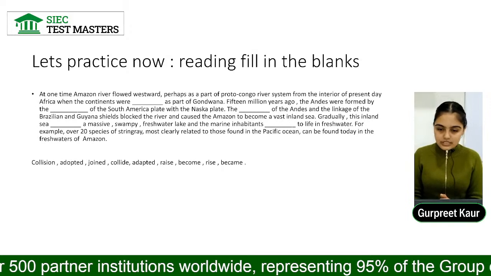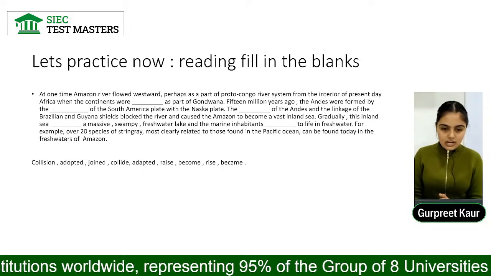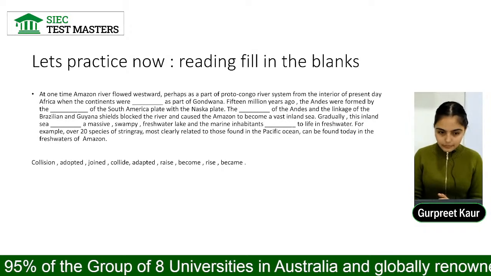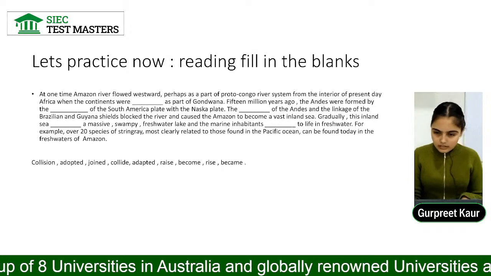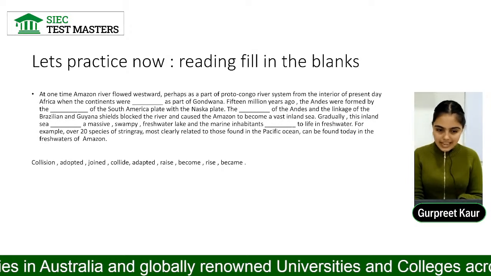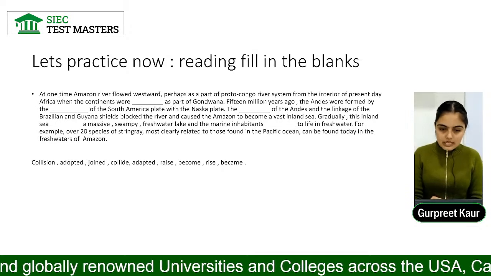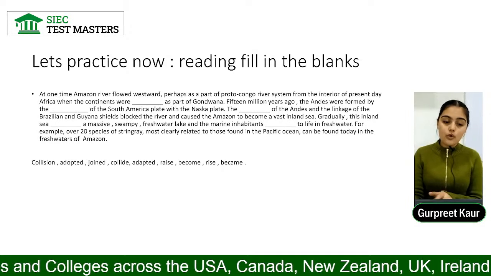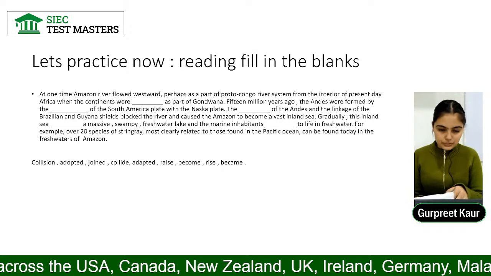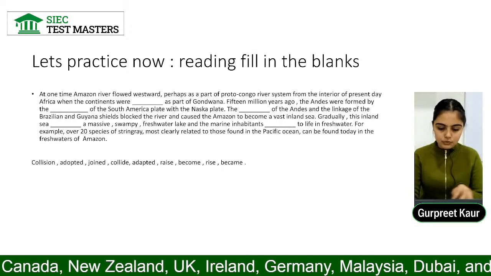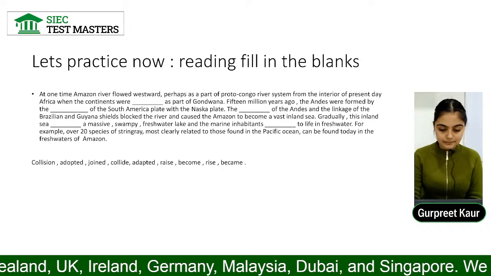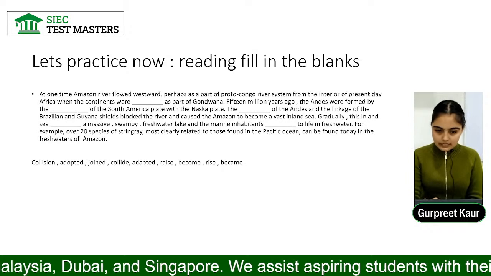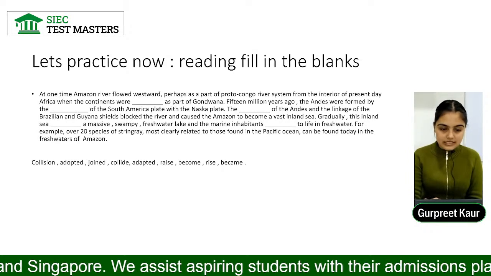Then next one. Gradually, this inland sea dash a messy, swampy, freshwater lake and the marine inhabitants dash to life in freshwater. For example, over 20 species of stingray, most clearly related to those found in the Pacific Ocean. Now, gradually this inland what?